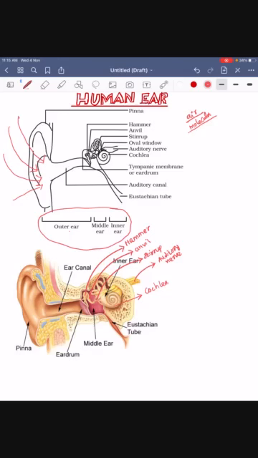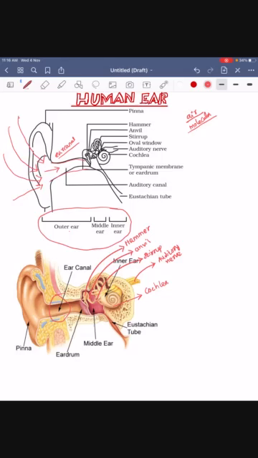These pressurized waves first have to enter the outer ear. Then they go through the ear canal. So this structure is called the ear canal. Through this ear canal the pressurized waves are carried. It is a narrow, tube-like structure.